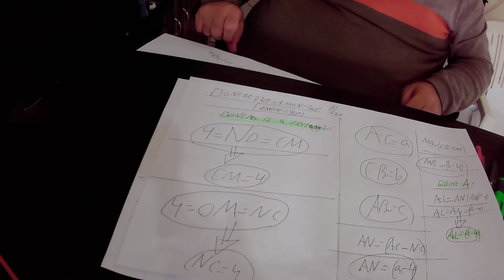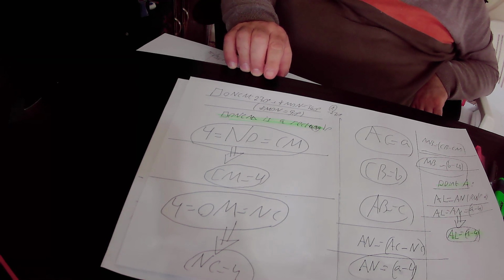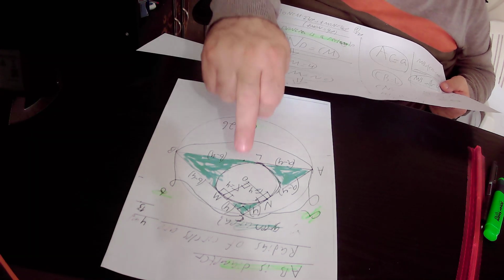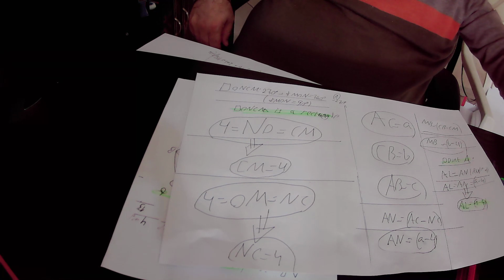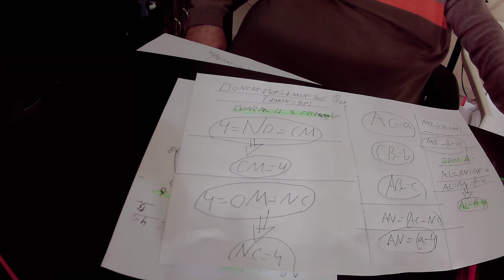In quadrilateral ONCM, we have 3 right angles. The sum of 3 right angles is 90 times 3, which is 270 degrees, plus the size of the fourth angle, that is actually angle MON. In total, the sum of those 4 angles must be equal to 360 degrees, according to the rule that the sum of the angles in any quadrilateral is equal to 360 degrees.